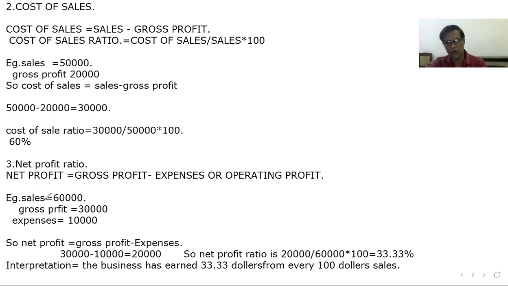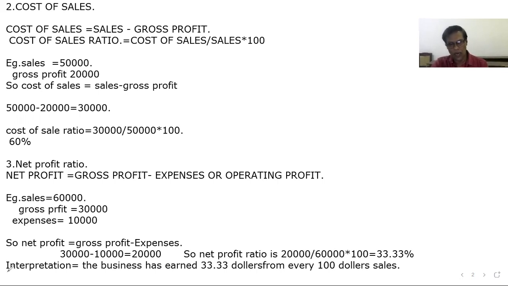Now, when I take an example, you can do it this way. Sales equal to 60,000. Gross profit equal to 30,000. Expenses 10,000. So therefore, your net profit you can calculate this way: gross profit 30,000 minus expenses 10,000 is your net profit. So net profit ratio is net profit divided by your sales 60,000 into 100. So a percentage of 33.33 you have earned as net profit.